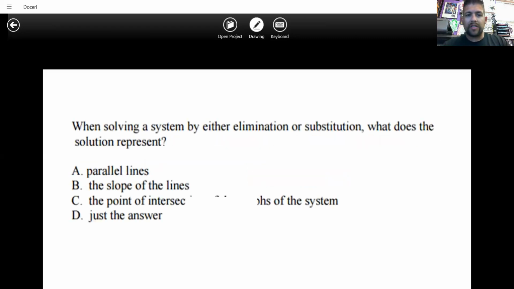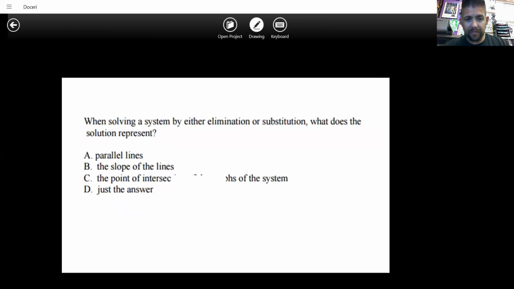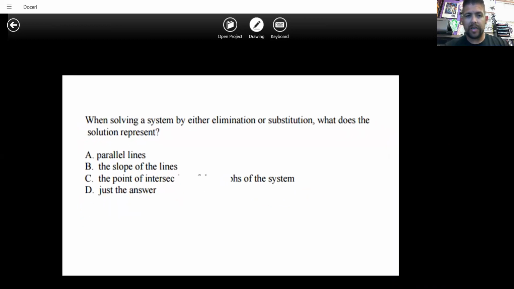Okay, when solving a system by elimination or substitution, what does the solution represent? Sorry, this is kind of blown up. Parallel lines, the slope of the line, the point of the intersecting graph of the system, or just the answer. In this case, it's going to be C, the intersecting portions of the graph. So that is all we want to be able to see here.